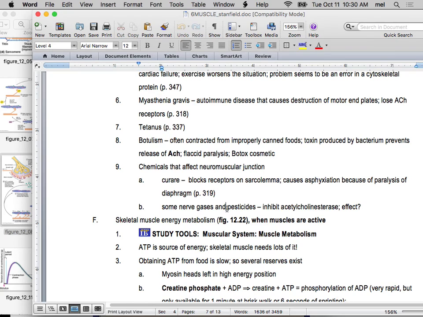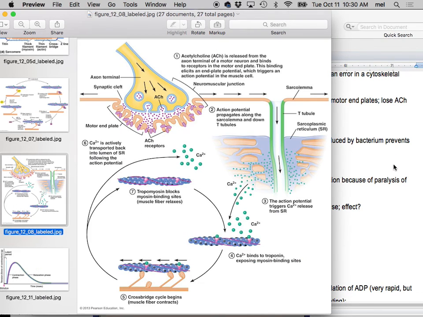Okay, and then the last one, nerve gases and pesticides. Some of the nerve gases that we developed, I know that as Americans we're in the habit of thinking that our human rights records are spotless, and that's comical.